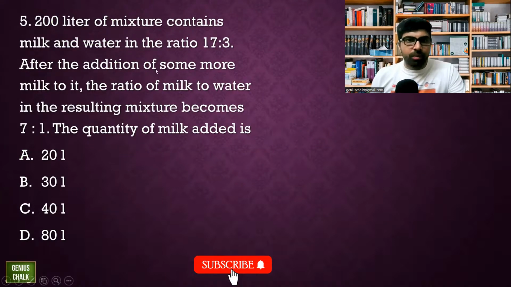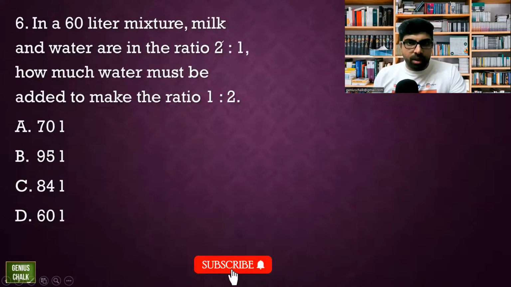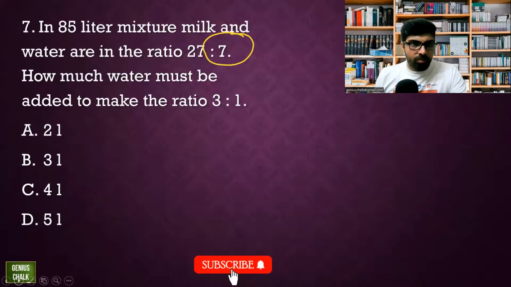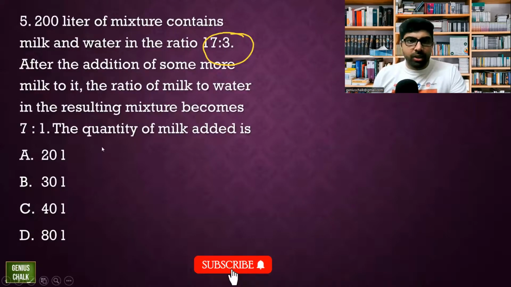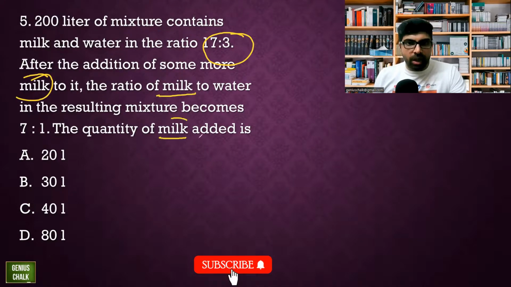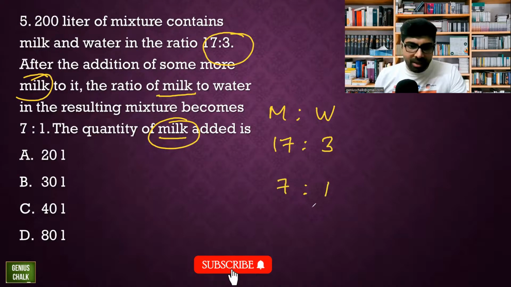200 liter of mixture contains milk and water in the ratio 17:3. Right? And after the addition of some more milk, now we are adding milk, the ratio of milk and water changes to this. Find the quantity of milk added. Now we are adding milk instead of water. Okay, fine. So this is milk, this is water. The ratio was 17:3. Now the ratio has become 7:1.